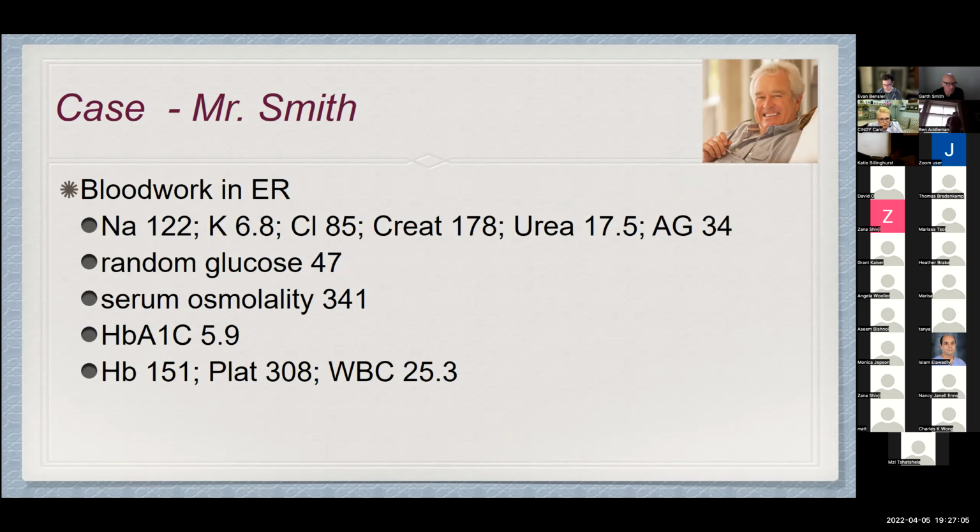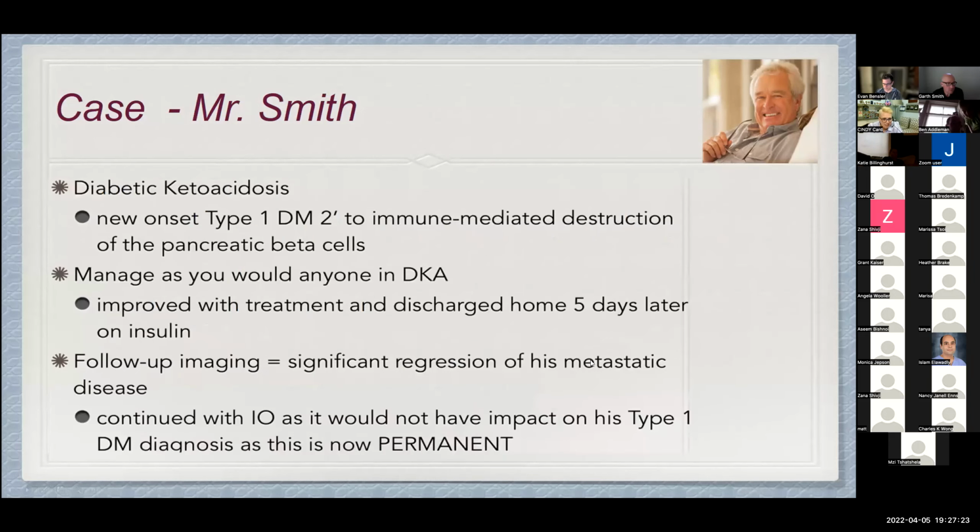On labs, he's noted to have acute kidney injury. He's hyponatremic. He's got acidosis. He's got a glucose of 47. His hemoglobin A1C though is 5.9, and he's got a really elevated white count. And basically, he has a diabetic ketoacidosis. And in his case, he has actually an immune-mediated destruction of his pancreatic beta cells. So he's presenting with new onset type 1 diabetes secondary to the immunotherapy.